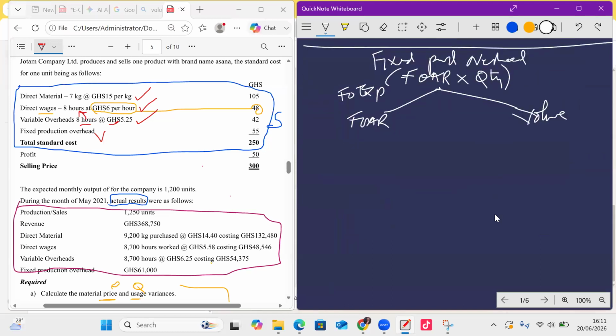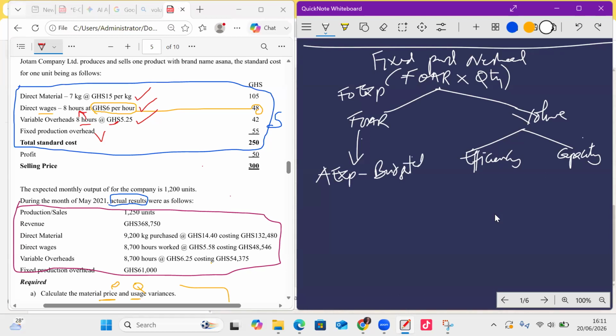And the volume, you have two parts. We have the efficiency, and we have the capacity. So for the FOAR, we will just say that is the expenditure. This is called fixed overhead expenditure. We want to find the actual expenditure minus the budgeted expenditure. Are you getting it?